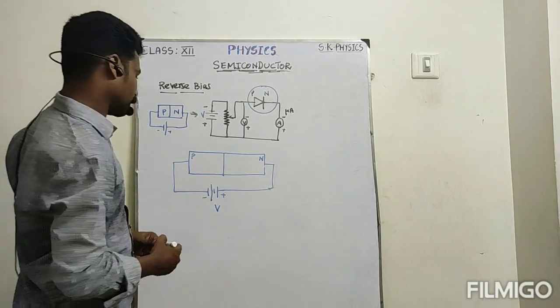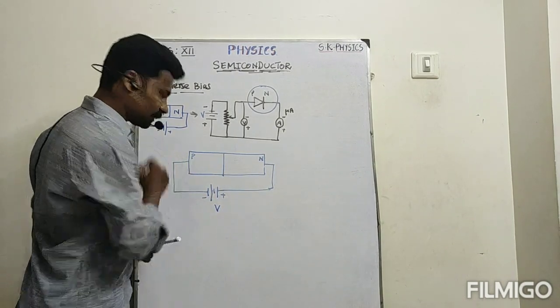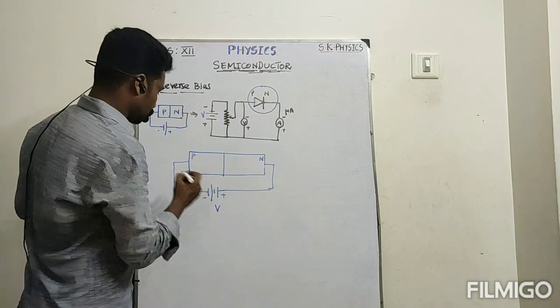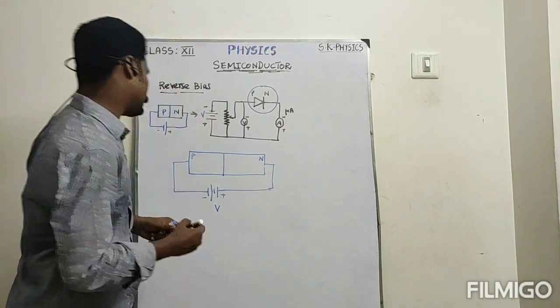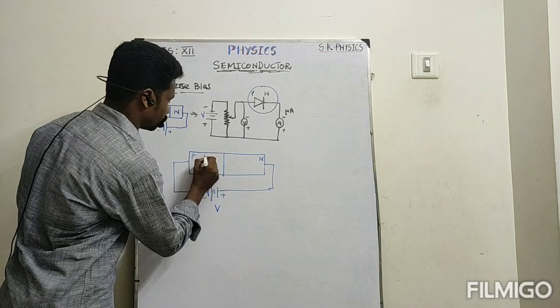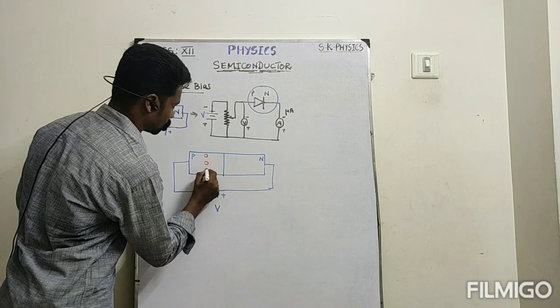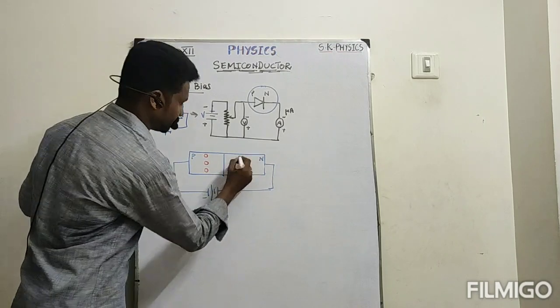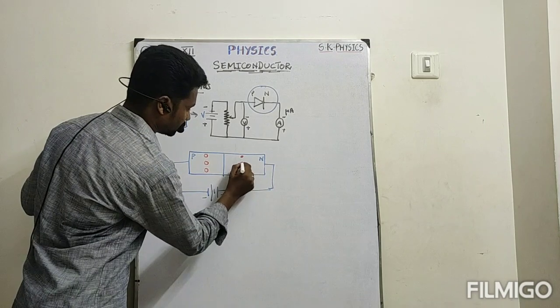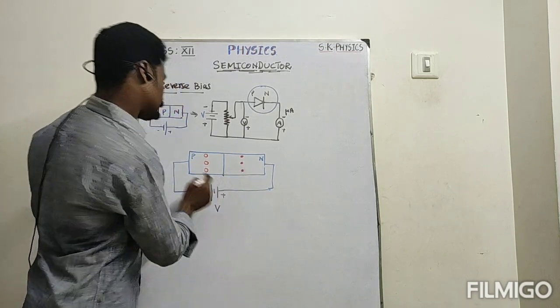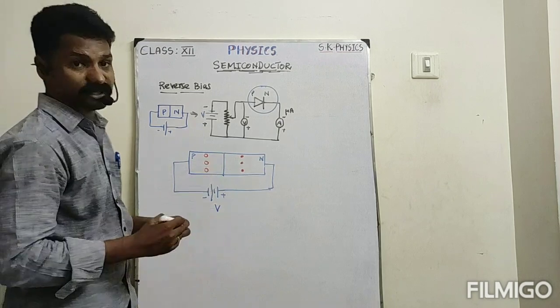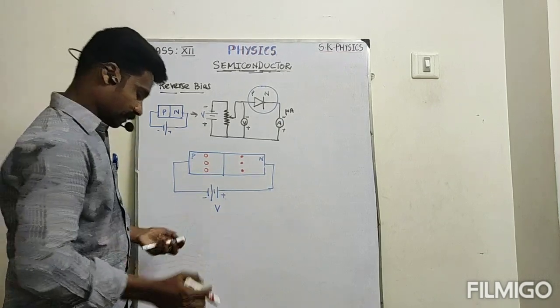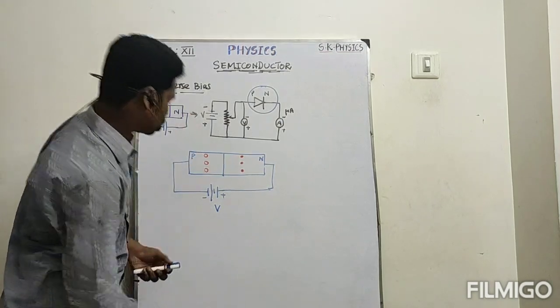So with the applied potential, in the P region the majority charge carrier is holes. In the n region, the majority charge carrier is electrons. Generally, in the red color, I mention the majority charge carrier. Then let's take the minority charge carrier.